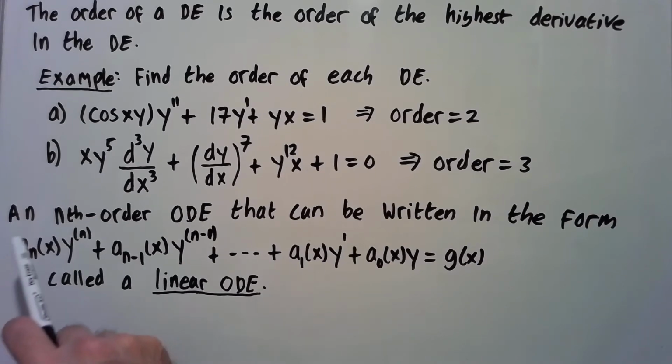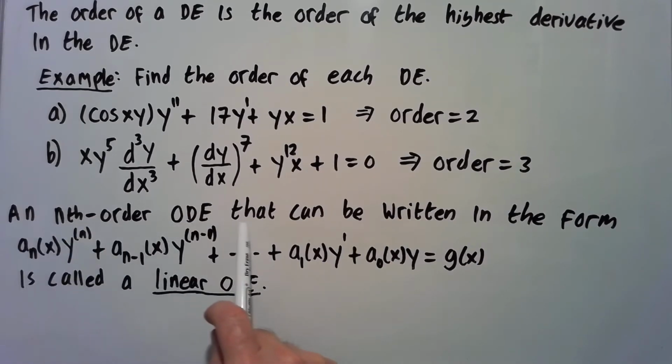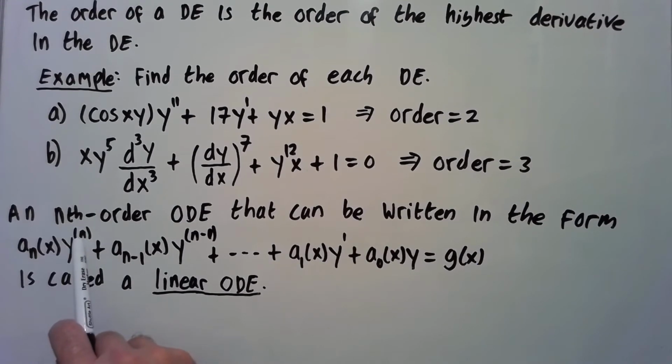Okay, so next thing, an nth order ordinary differential equation that can be written in the form a_n(x), which means a function of x, times y to the nth derivative, where the n in parentheses means the nth derivative of y, plus a_(n-1), some other function of x, times the (n-1)th derivative of y, all the way down, equal to g of x. This is called a linear ordinary differential equation. Okay, so let's look at some examples of linear ordinary differential equations.